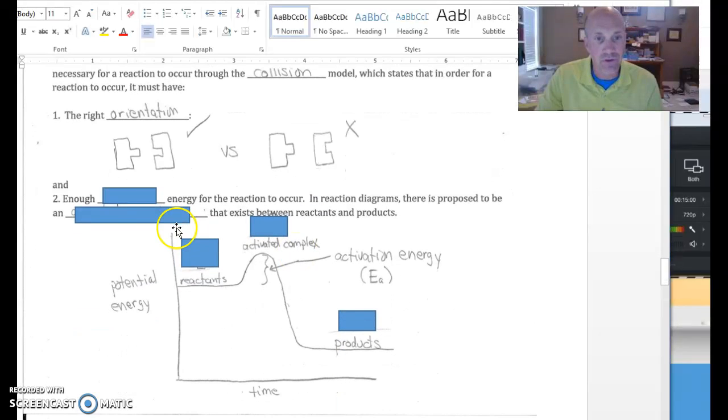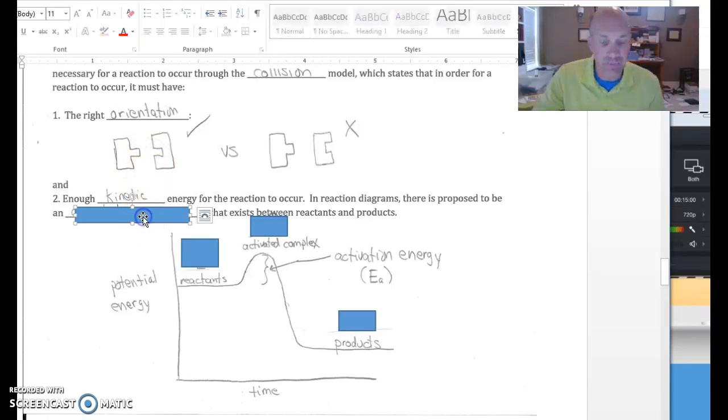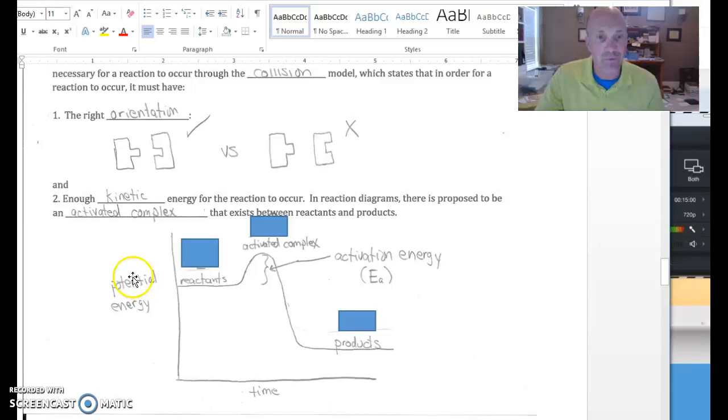The other thing that was required is enough kinetic energy to exist so that the reaction could occur. So it's not just enough for these things to be facing each other the right way. They have to collide with enough energy, or else they would just bounce off of each other. When this happens, it creates what's called an activated complex, and eventually it goes on and leads to products. And you can represent that with these potential energy diagrams. This is potential energy on the y-axis. This is time on the x. And at first you'd have reactants.